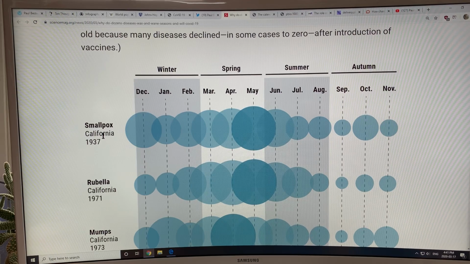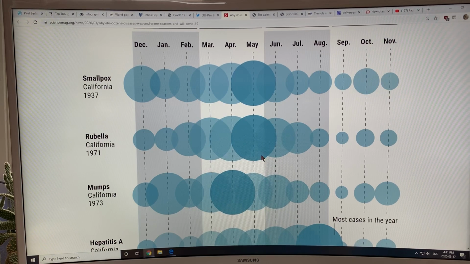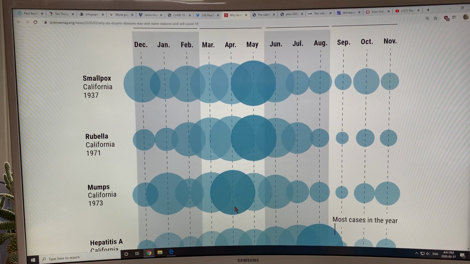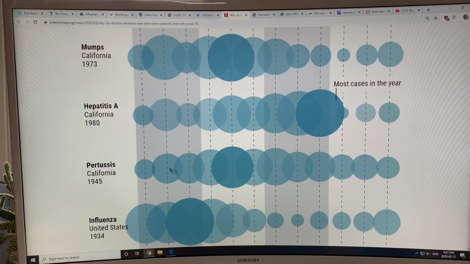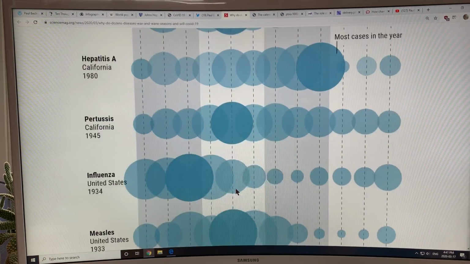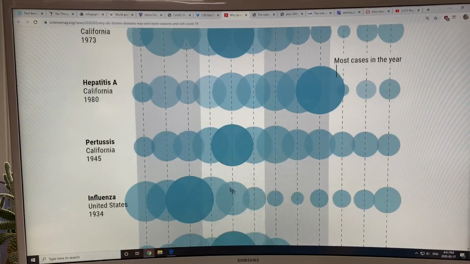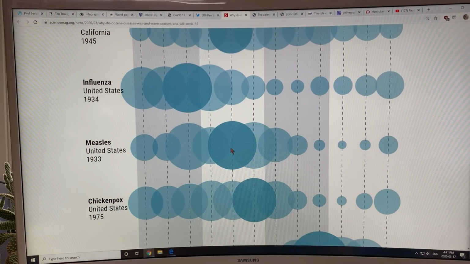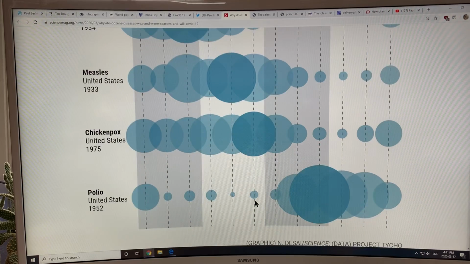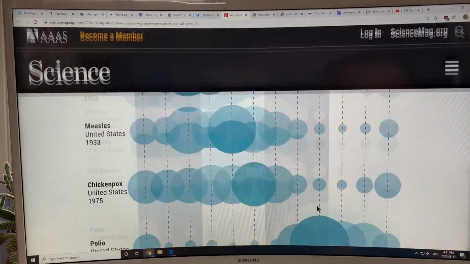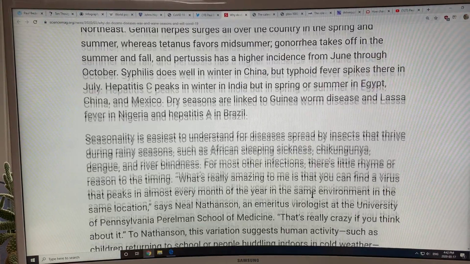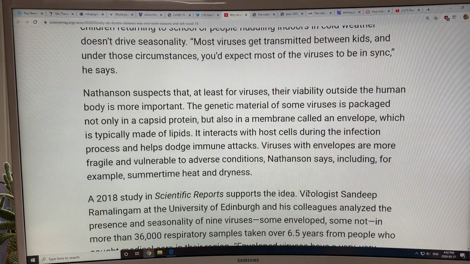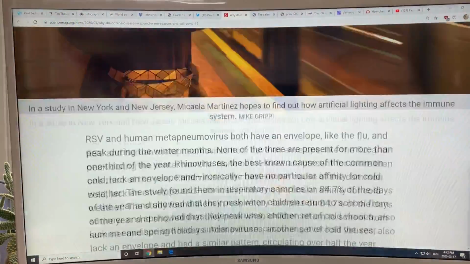Here's a smallpox outbreak, 1937, peaked in May. Rubella, 1971, peaked in May. Mumps, over here in April. Hepatitis A, over here. Pertussis, right here. Influenza in February in the U.S. Measles, a few months later. Chickenpox, basically in the summer. Polio in the fall. So there's all of this data in the paper, and there are lots of different reasons why there might be seasonality.